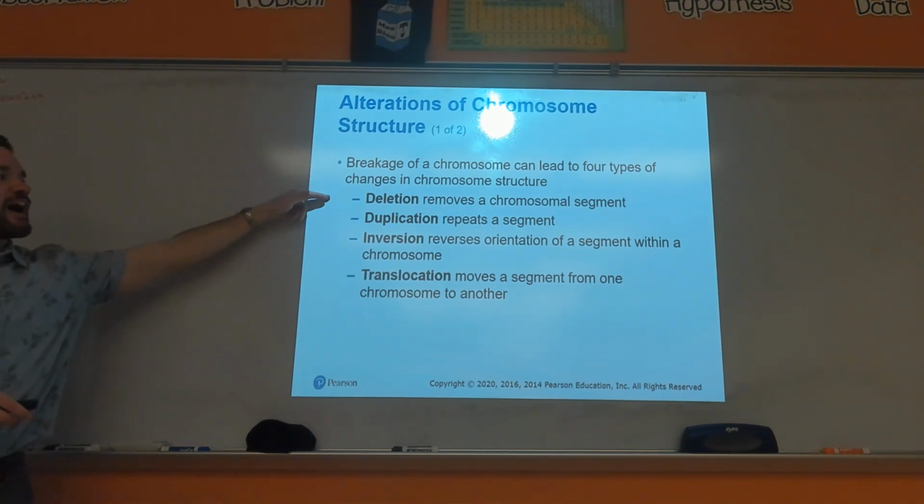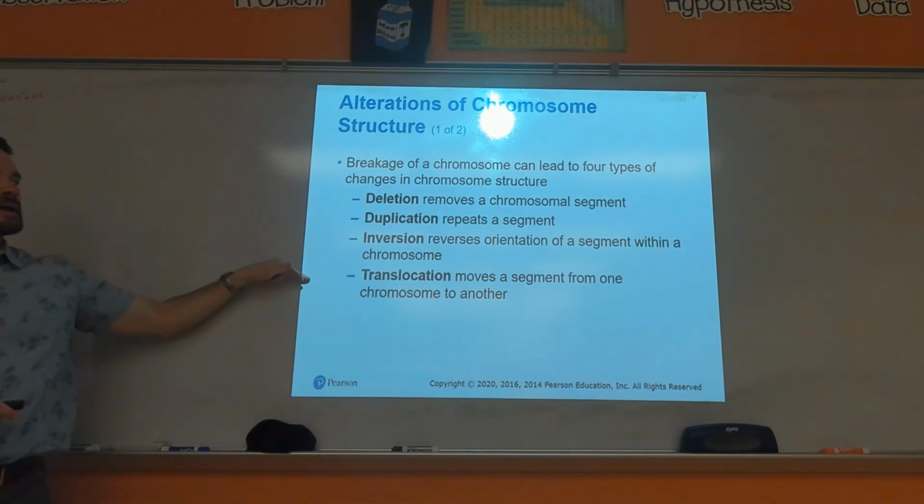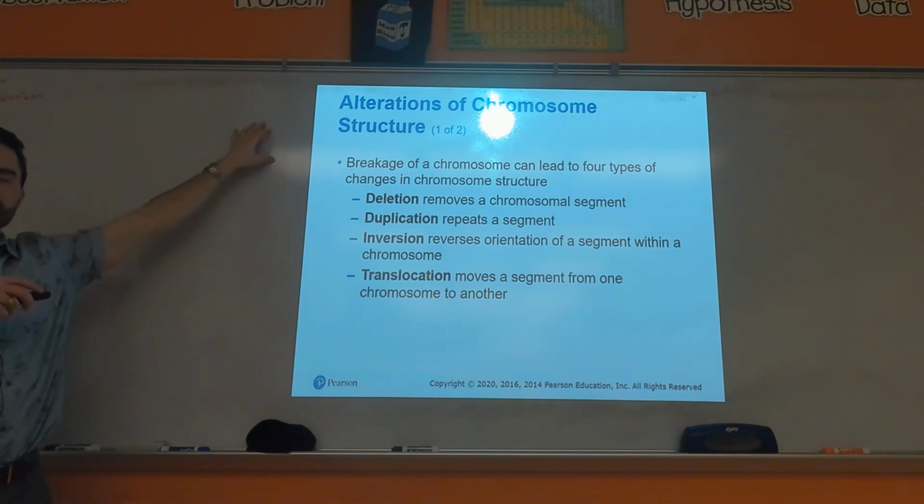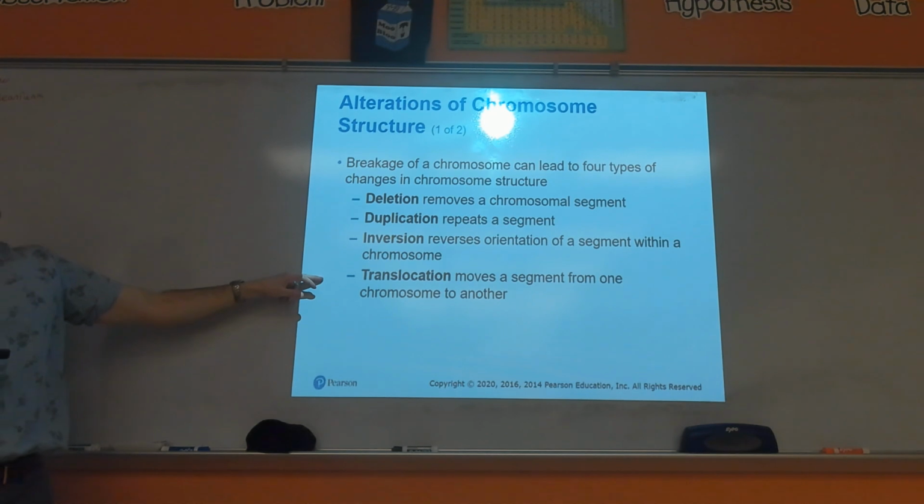There's 4 different types you need to know for the AP exam. There's a deletion where you remove a part of the chromosome, a duplication where you literally make extra copies of genes, inversion where you flip it, and then translocation where you move one part of a chromosome to another chromosome. So let's walk through those.